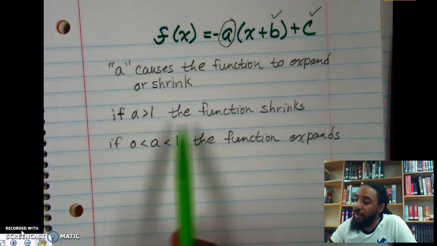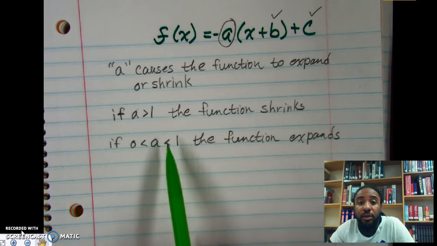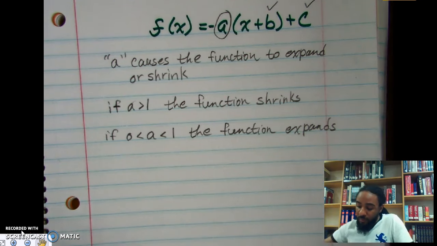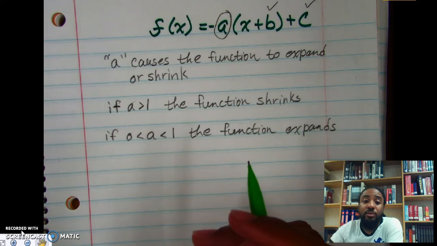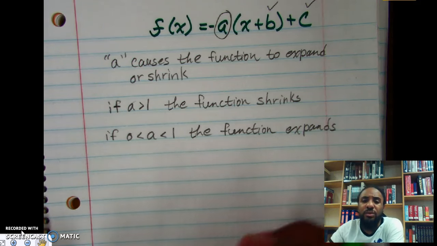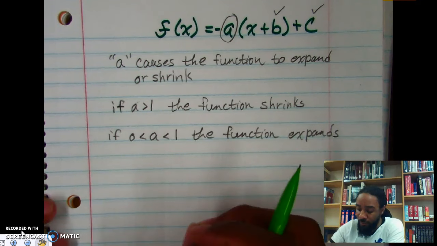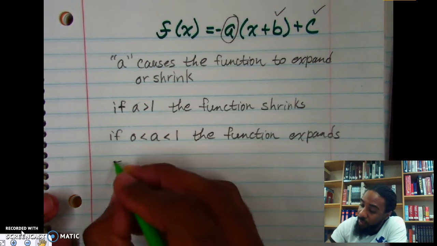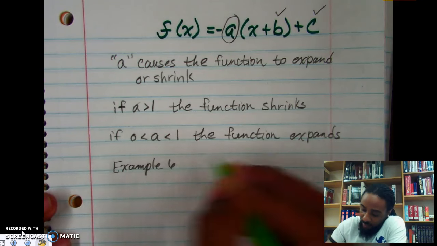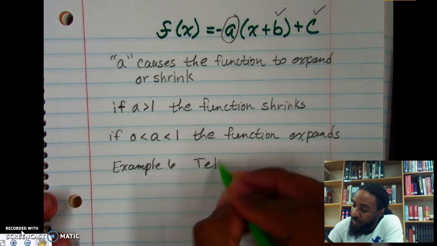So we're only talking about whether it shrinks if it's greater than 1 or expands if it's between 0 and 1. And so that doesn't necessarily mean a fraction. It means it has to be between 0 and 1. It doesn't mean just a decimal. It just means it has to be between 0 and 1. So let's go to example 6 here. And we're almost done. And again, follow the same instructions.